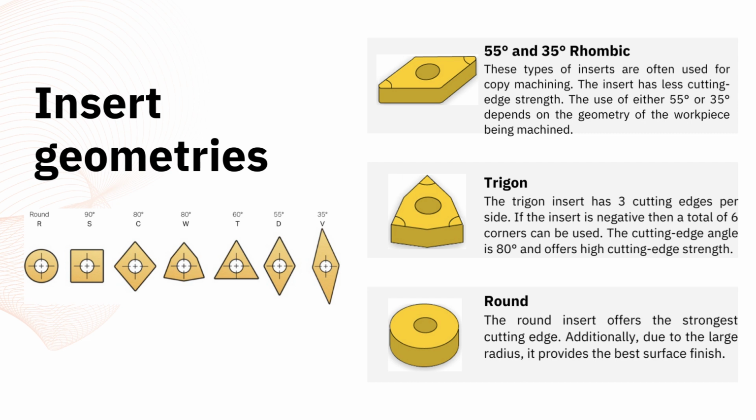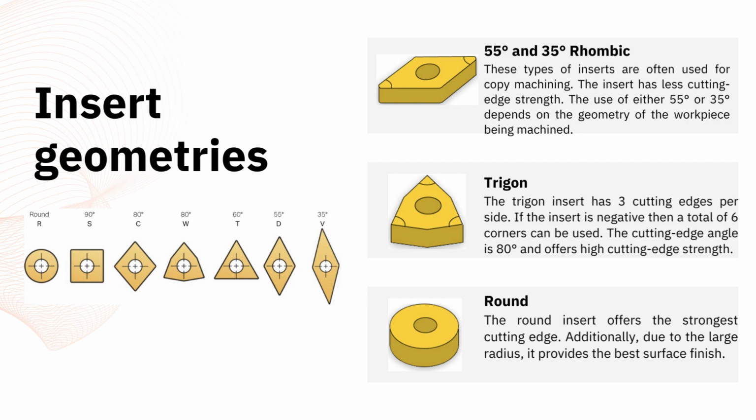Inserts are used as the cutting edges for cutting tools for turning and milling. The insert geometry, tolerance, dimensions, and terminology are all based on ISO standards. Type D and V inserts are generally used for finishing. The insert has less cutting edge strength. The use of 55 degrees or 35 degrees depends on the geometry of the workpiece being machined.